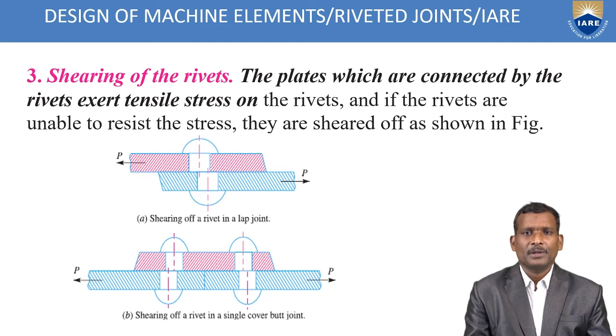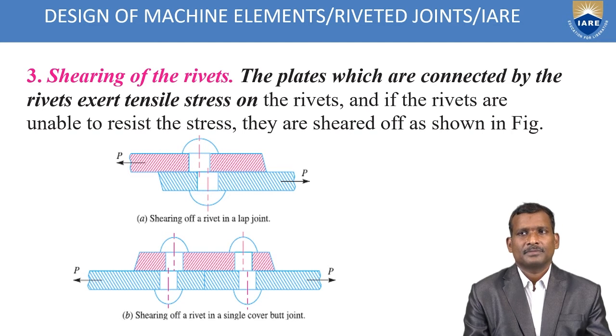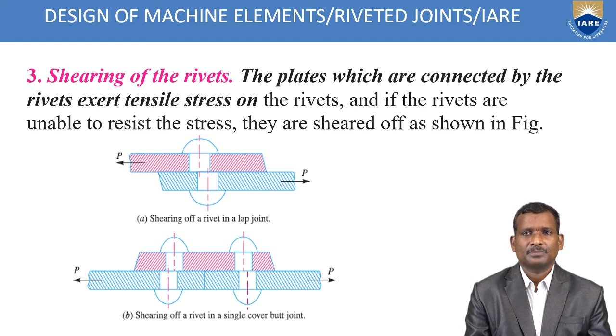Next, the third type of failure is shearing of the rivets. In this, the plates which are connected by the rivets exert tensile stress on the rivets. If the rivets are unable to resist the stress, they are sheared off. So as shown in the figure, when it is subjected to load.